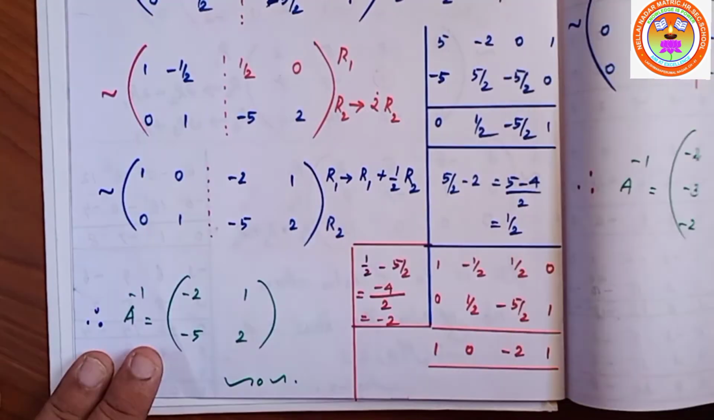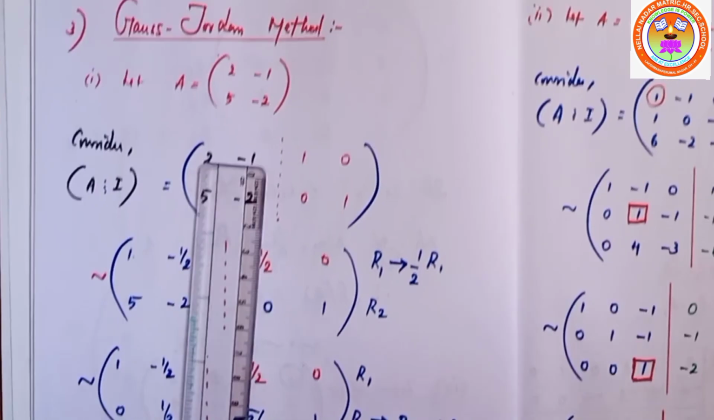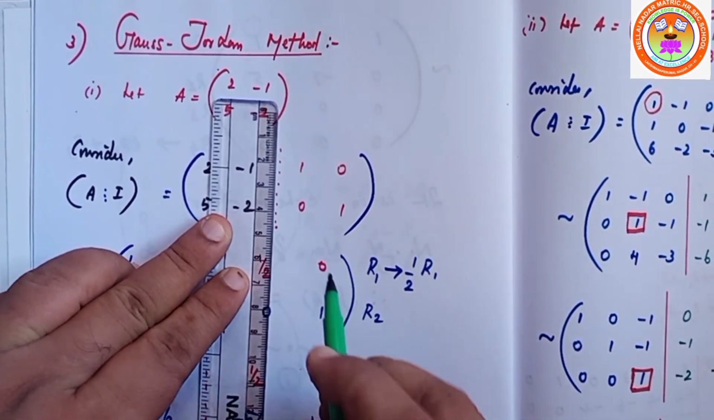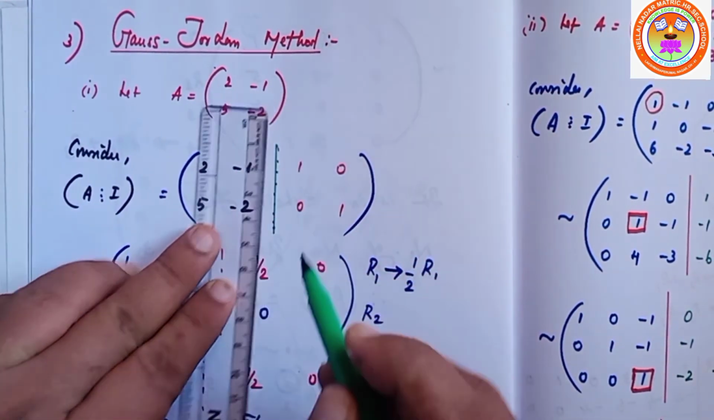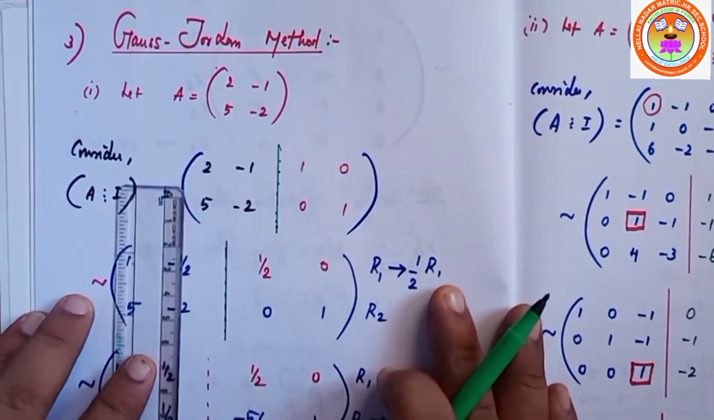Okay, see here, I draw a vertical line. Instead of dotting, it will be easy for you. Draw a vertical line.